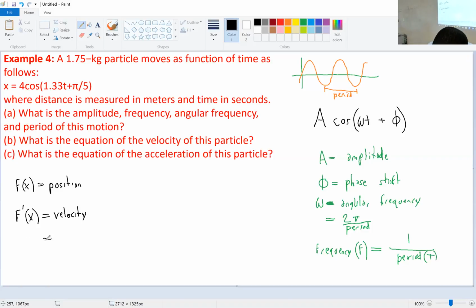Okay, if I want to find acceleration, how do I get that? The derivative of velocity. Right. So the second derivative of position, the derivative of the derivative. Good. Basically these two are what they're asking.